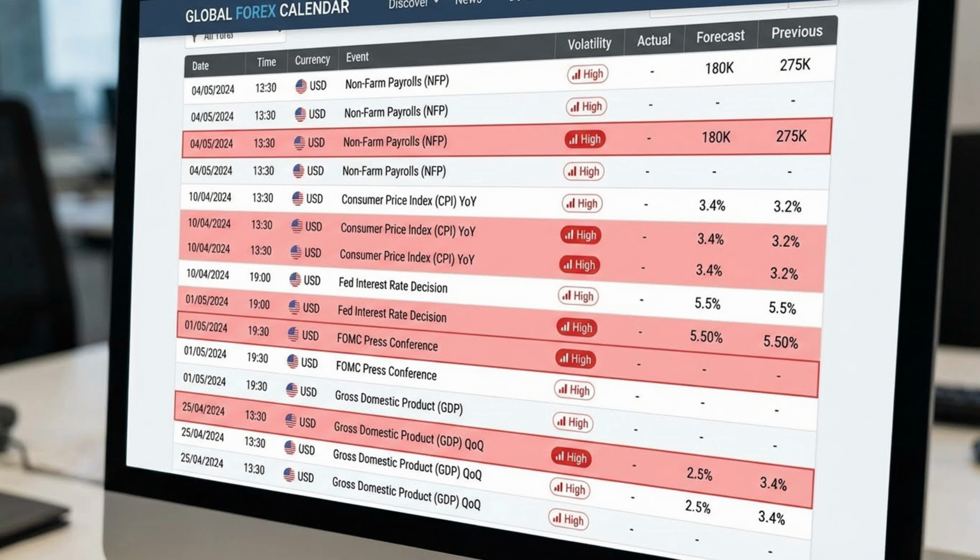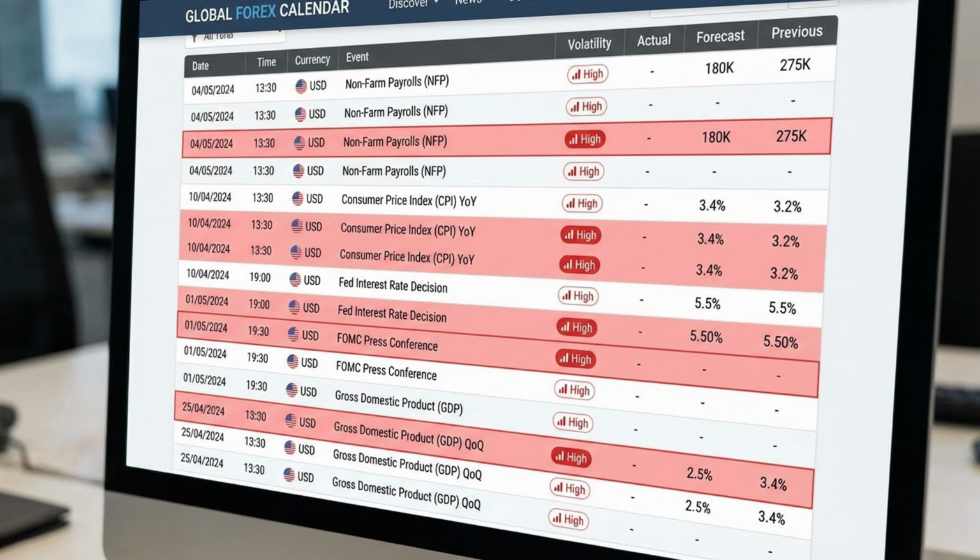The calendar lists important economic events, along with their dates, times, and expected impact on the market. Each event is marked with a volatility level, and in this example, most of the highlighted events have a high volatility rating, meaning they can cause strong price movements in currency pairs.